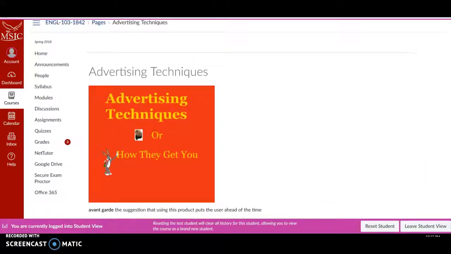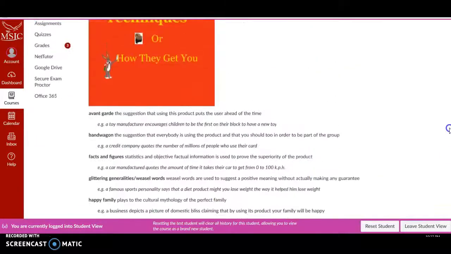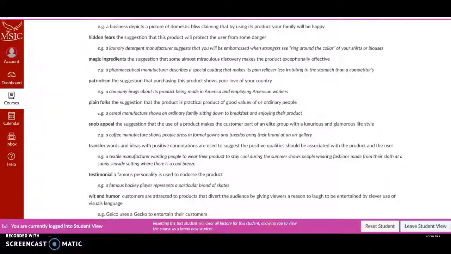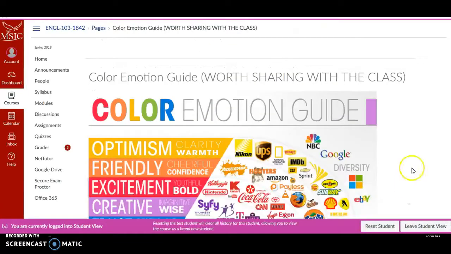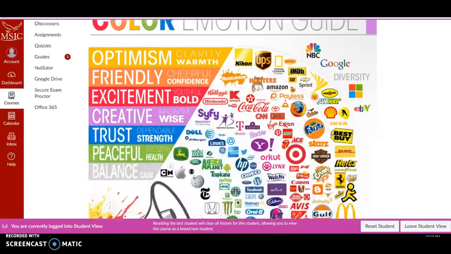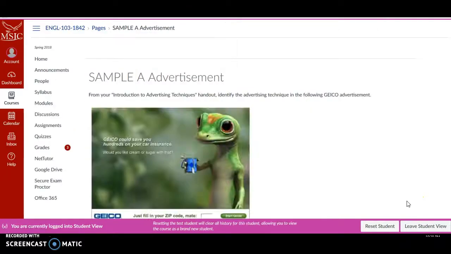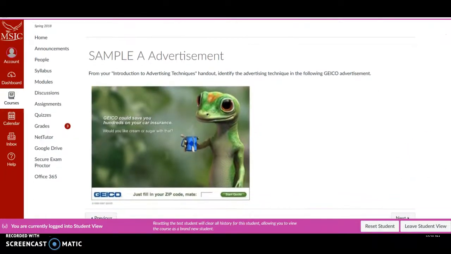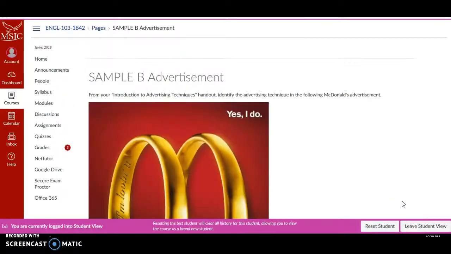So for instance, they're working on packaging as an artifact. I'm introducing students to terminology that they will be presenting in essay number 2. And then I have images where students identify advertising techniques.